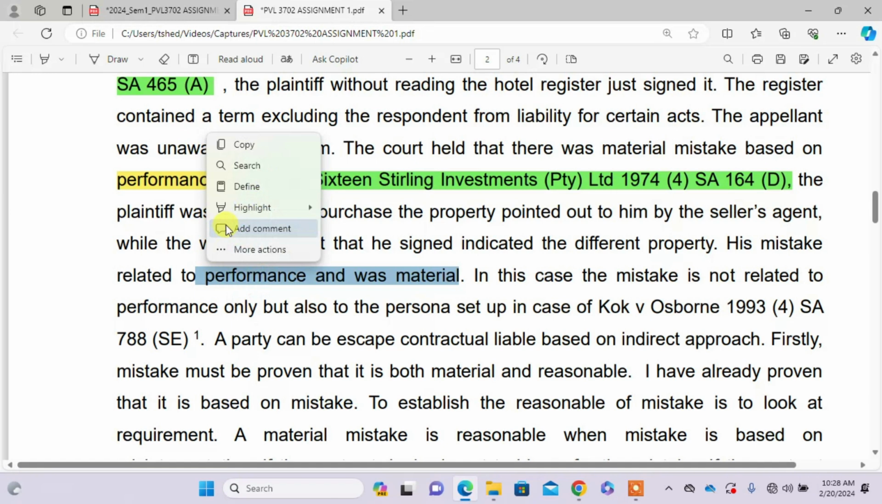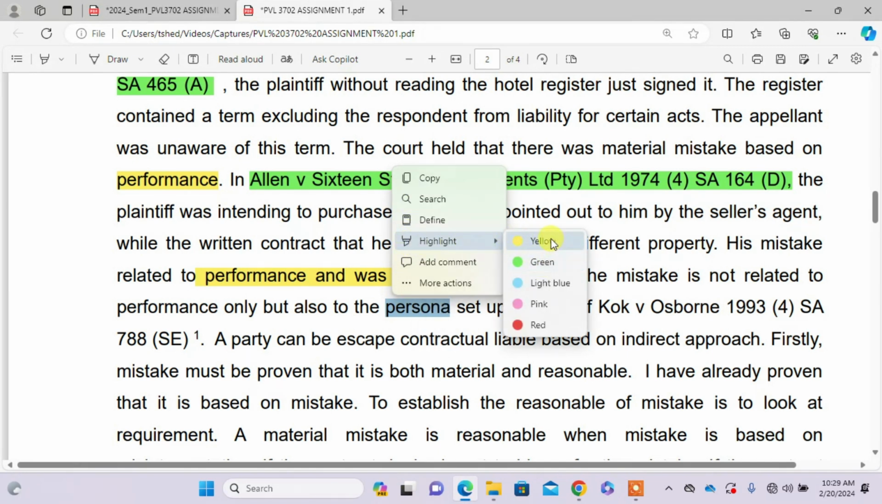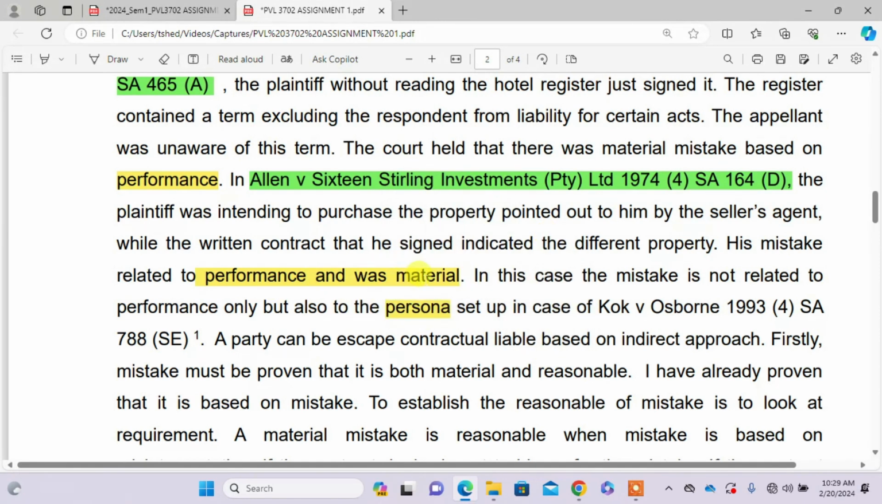Okay, this is the will theory, guys. His mistake related to performance was material. In this case, the mistake is not related to performance only, but also the persona set up in the case of Kock versus Osborne. Let me highlight this persona, and I will explain more about persona when we are doing part 2. There was a performance which was material, and it was not just performance only, but also the persona set up in the case of Kock versus Osborne, which I have indicated to you.